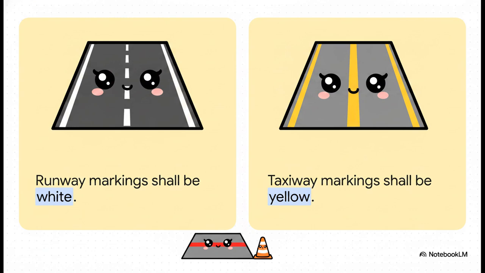Taxiway markings, runway turn pad markings, and aircraft stand markings, those shall be yellow. However, there is a very unique regulatory procedure for operations specifically in India, and trust me, the DGCA loves to test this one. Apron safety lines, which are meant to provide safe separation from ground vehicles and servicing equipment, must be painted red in India. So, white for landing speed, yellow for taxiing, and red for safety lines on the apron. Make sure you keep that filed away in your memory.